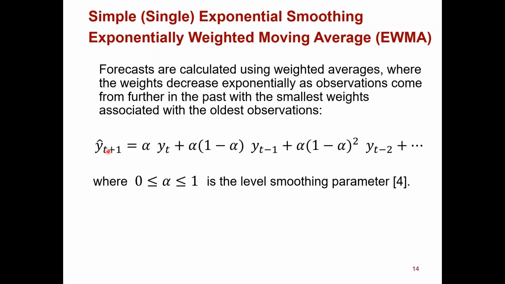So we start with a simple single exponential smoothing model, also known as the exponentially weighted moving average, or EWMA. And this is the formula. The forecasts are calculated using weighted averages, where the weights decrease exponentially as observations come from further in the past, with the smallest weights associated with the oldest observations. Okay, so basically as the data gets older, the weight gets less. So we then use that to make a prediction.